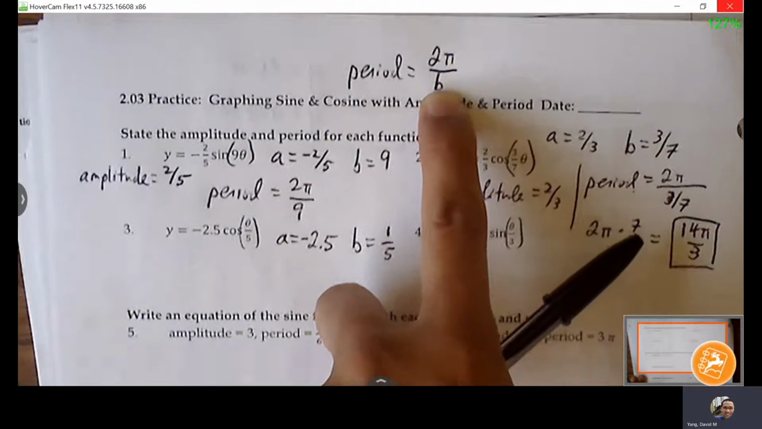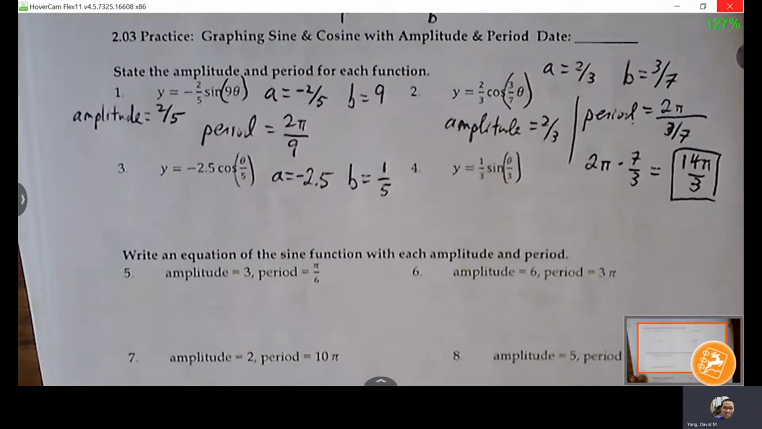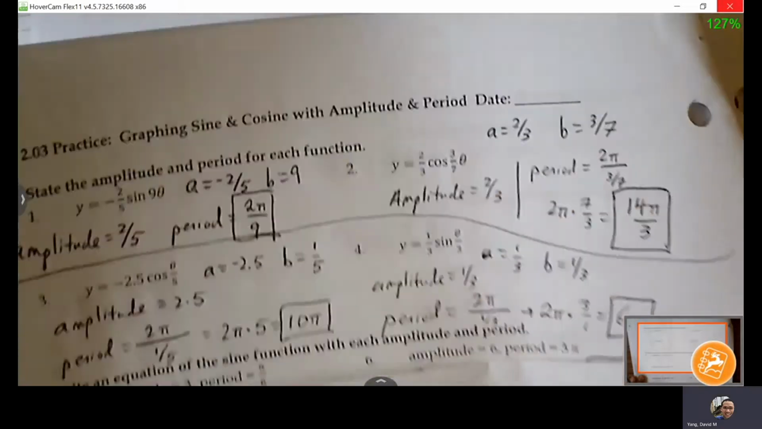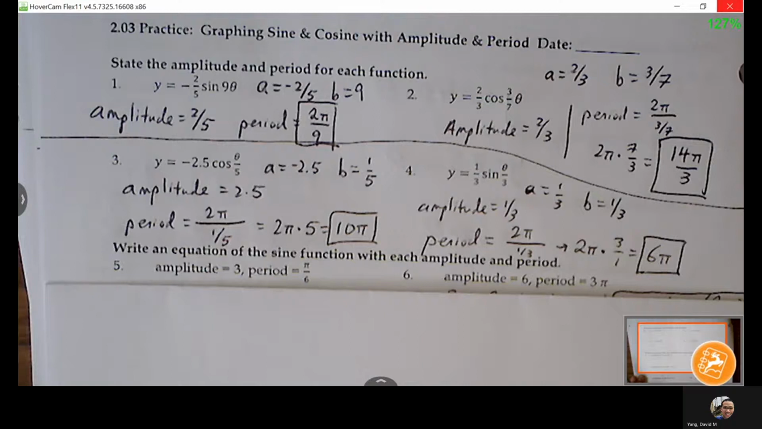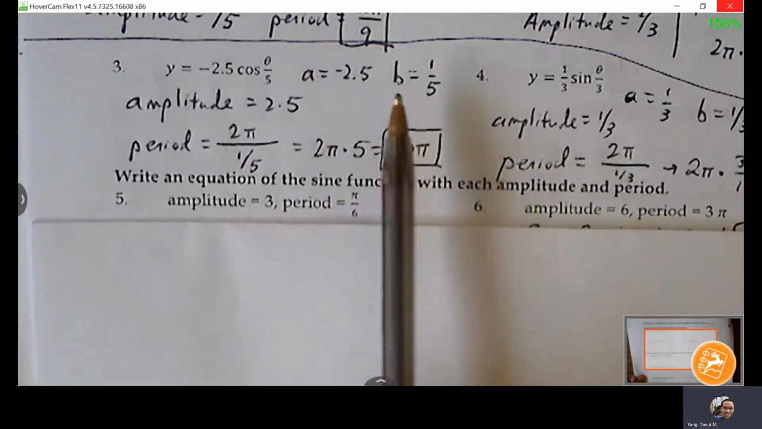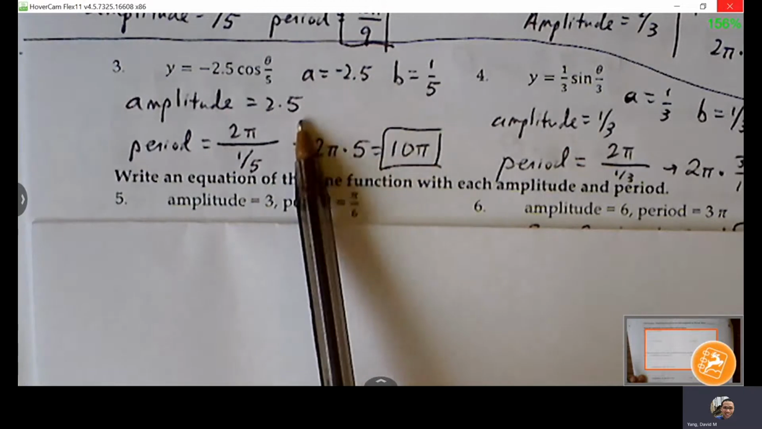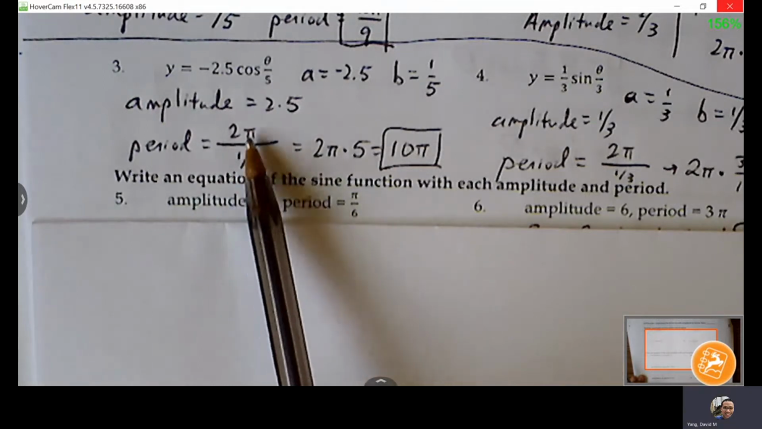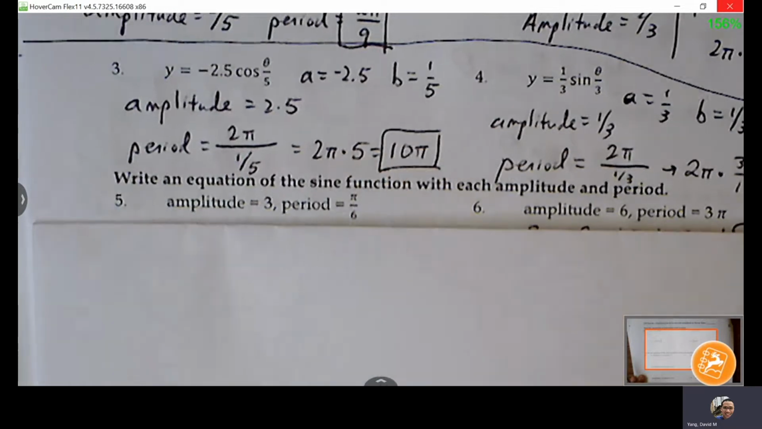Again, you're going to be using this formula. Period is equal to 2π divided by B. Okay, so A value is negative 2.5, B is 1/5. Amplitude is always positive, so amplitude is 2.5. Period is 2π divided by B, 2π divided by 1/5. Dividing by a fraction is the same thing as multiplying by the reciprocal, so 2π times 5/1. 2 times 5 is 10, 10π.